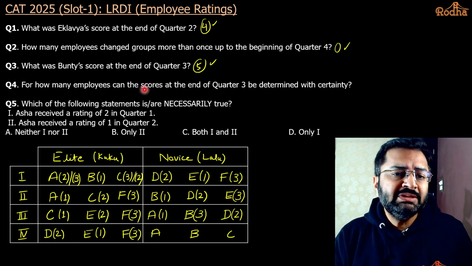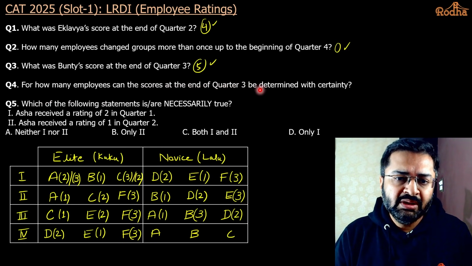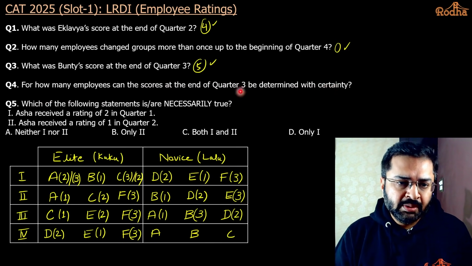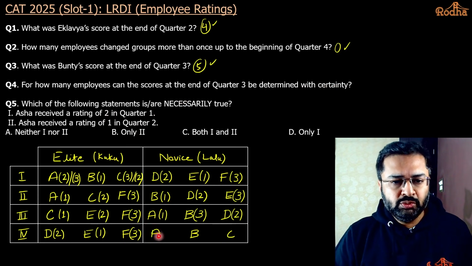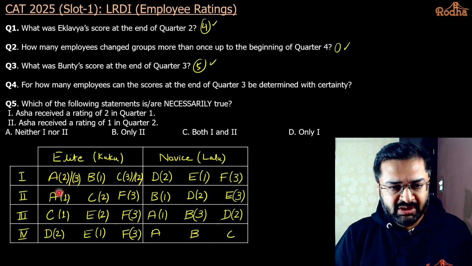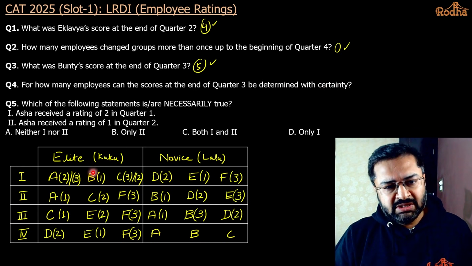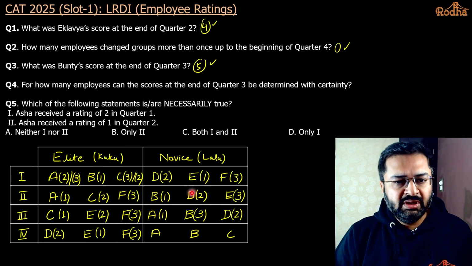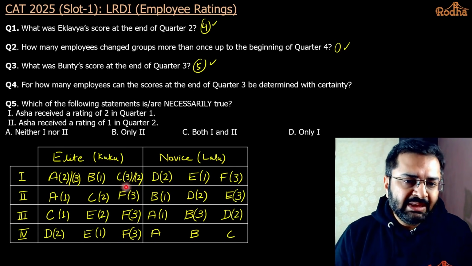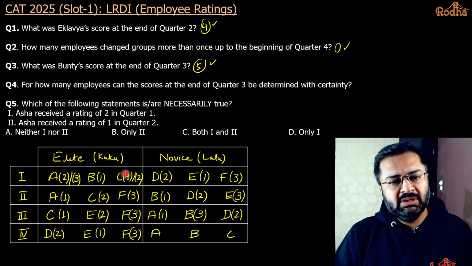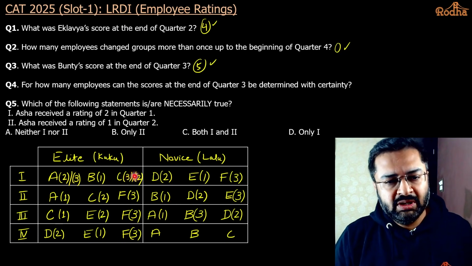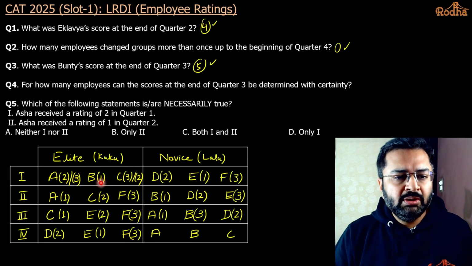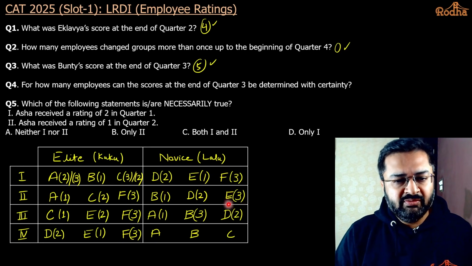For how many employees can the scores at the end of quarter 3 be determined with certainty? If you look at this, at the end of quarter 3, at the end of quarter 4 though, would be difficult because this is not known. At the end of quarter 3, we can answer for B, we can answer for D, we can answer for E, we can answer for F. But for A and C, we cannot answer. Why? Because they can change positions. You can see that A can be in quarter 1 at 2 or 3 and accordingly. So for A and C, we cannot determine. For B, D, E and F, we can determine.